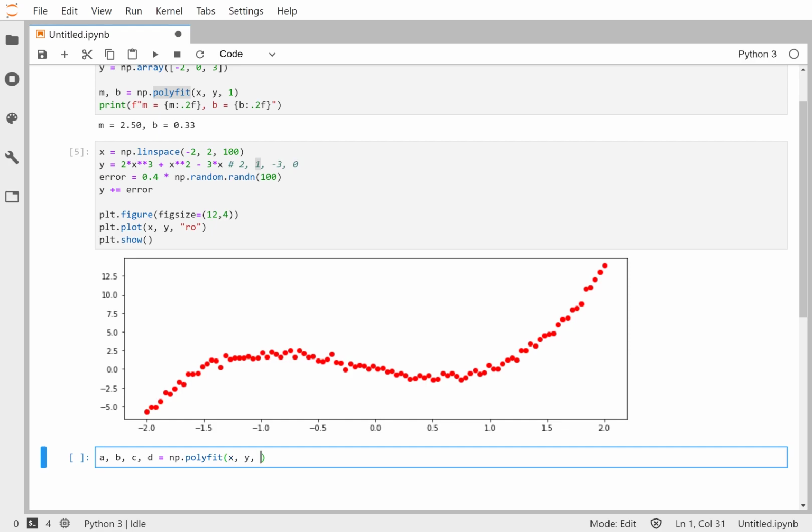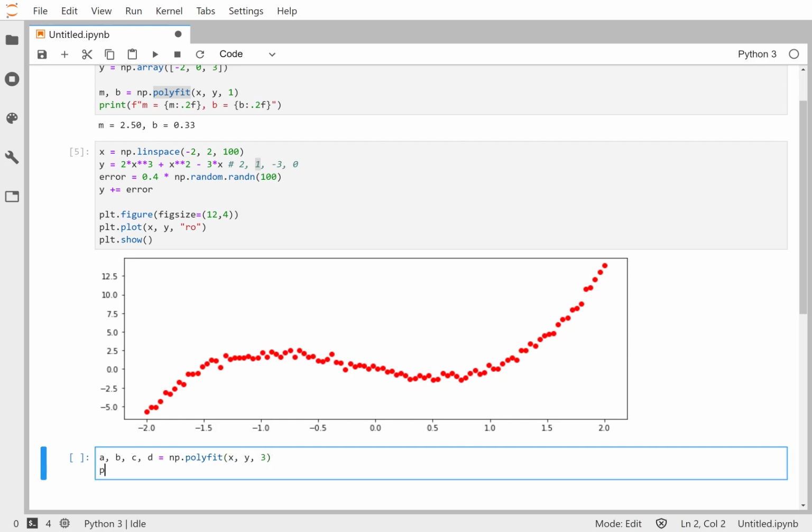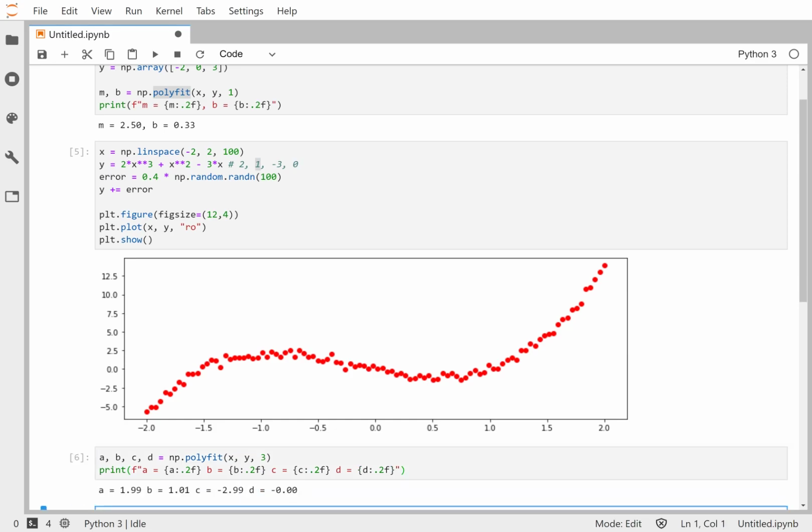I'm going to polyfit x and y up to third order. And then let's print what we get for our answers. So that would be like a equals a, we'll do 2 decimal places, and so on. Copy this. Okay, I don't need that space there. We'll do B, C, and D. Okay, let's just start with that and check.